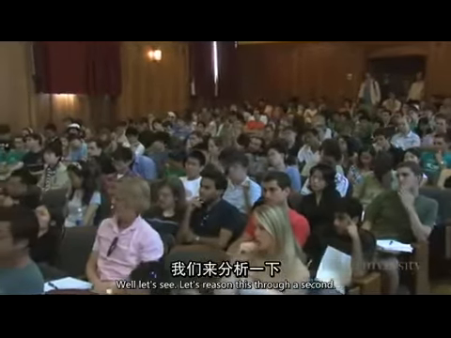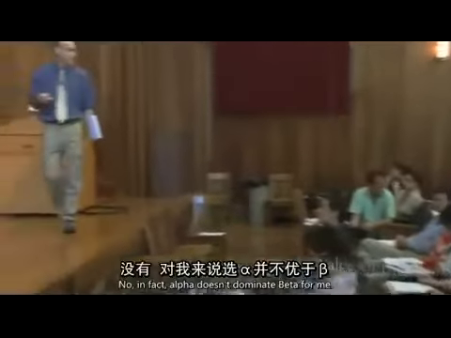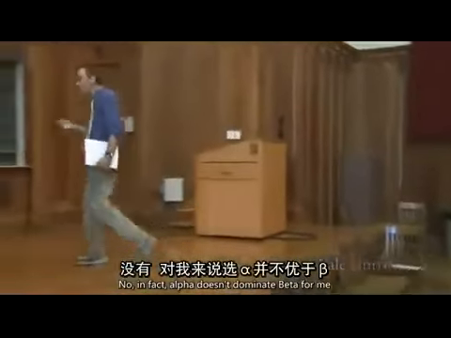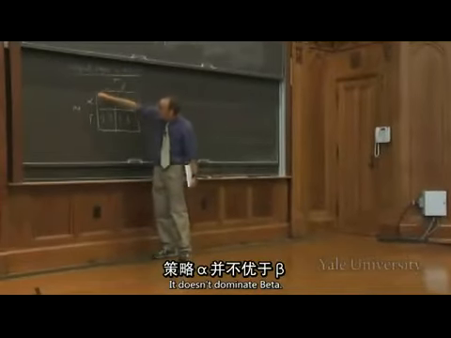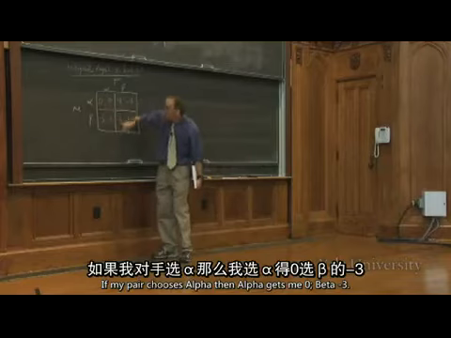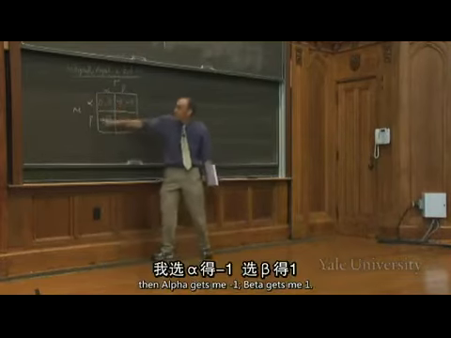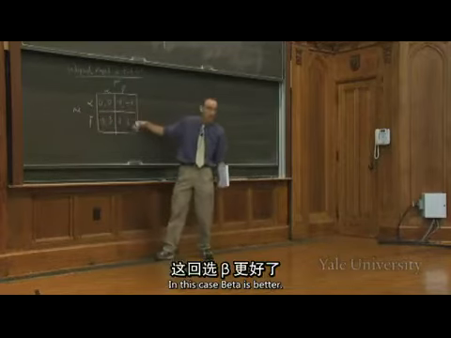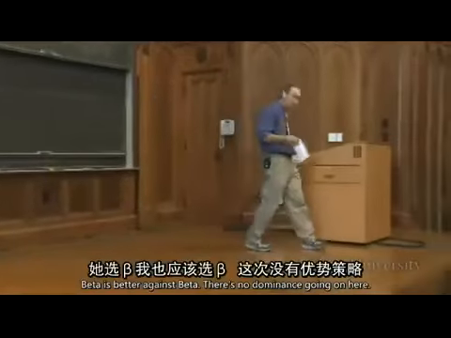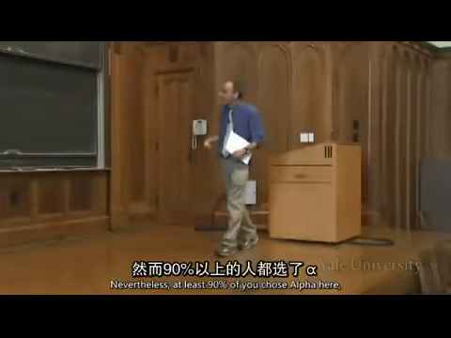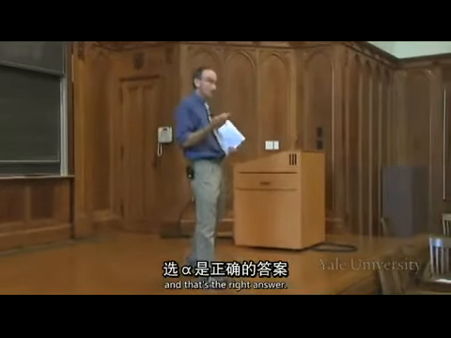So one or two betas, mostly alphas. Well, let's reason this through a second. Does my alpha dominate my beta? No, in fact, alpha doesn't dominate beta for me. If my pair chooses alpha, then alpha gets me 0, beta -3, so alpha does better. But if my pair chooses beta, then alpha gets me -1, beta gets me 1. In this case, beta is better. So once again, as we saw before, alpha is better against alpha, beta is better against beta. There's no dominance going on here. Nevertheless, at least 90% of you chose alpha here. And that's the right answer.